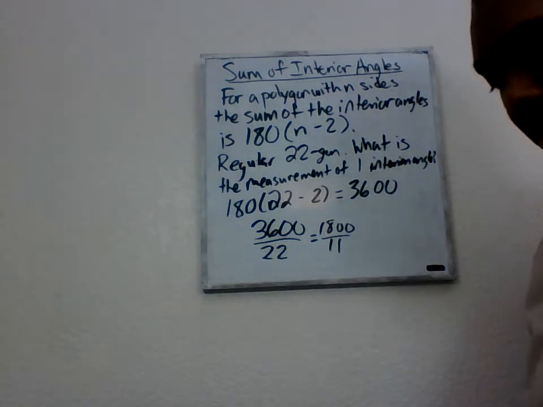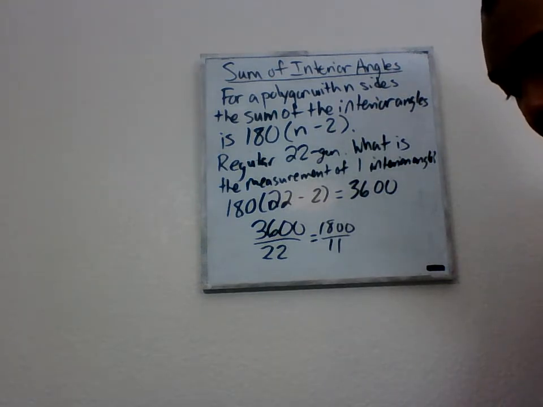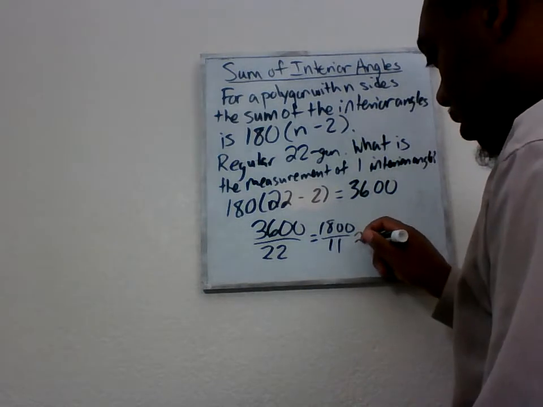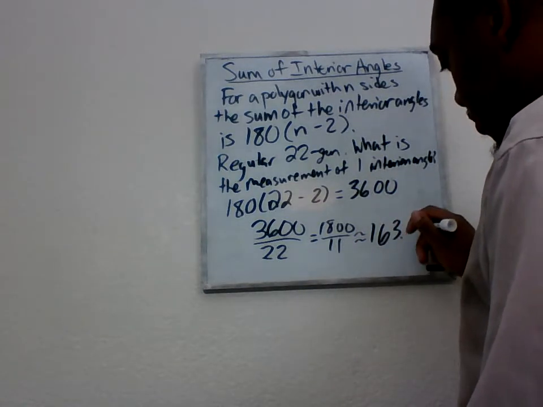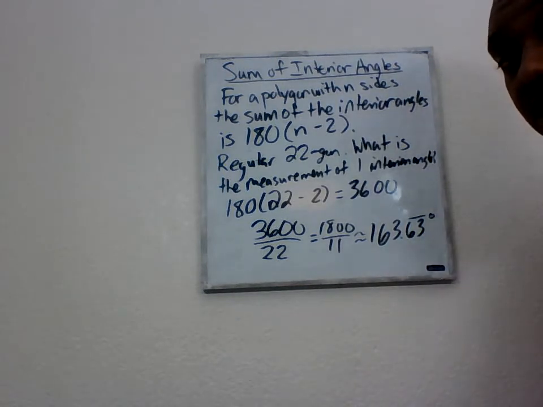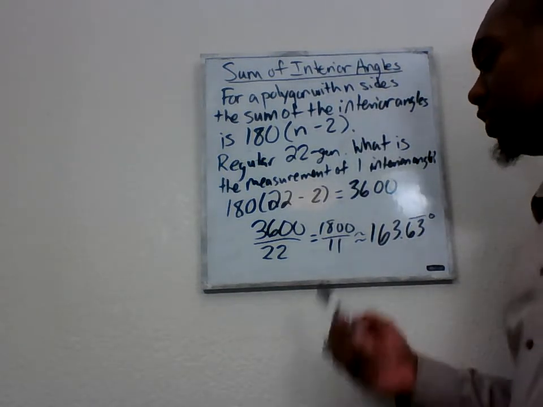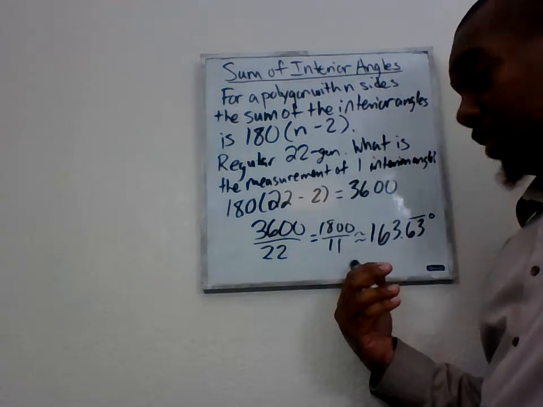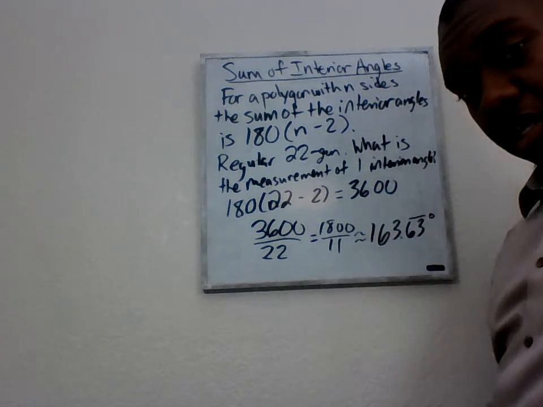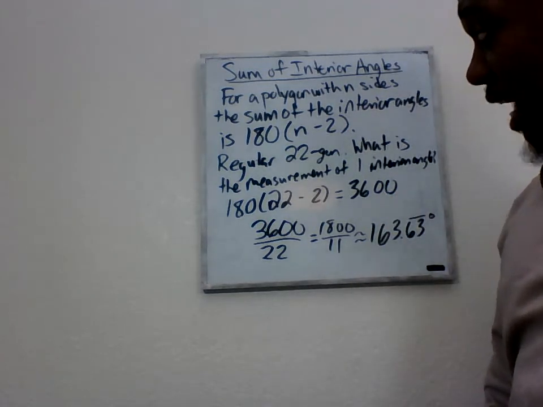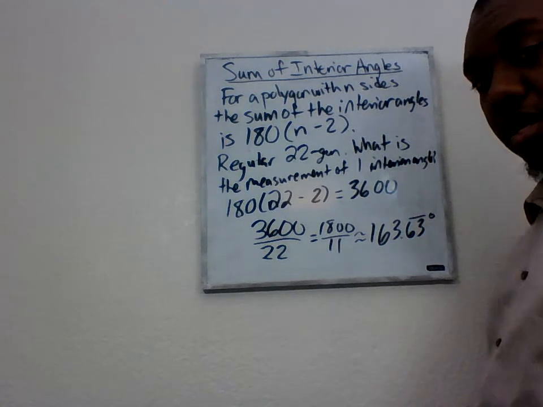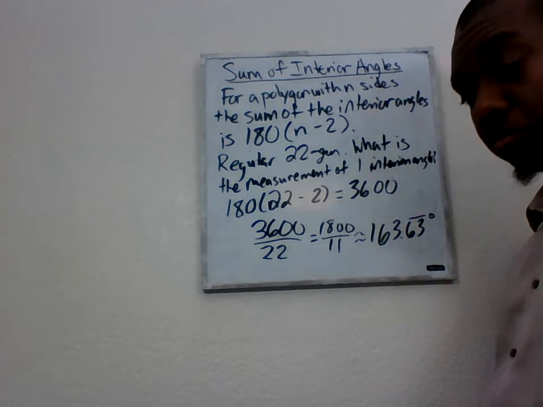And then we would see that the measure of each angle, we could divide these two numbers, would be approximately 163.63 repeating degrees. And that would be the measure of each interior angle. So just one interior angle would be 1,800 divided by 11 degrees, or approximately 163.63 repeating degrees. All right? So that would be the measure of one interior angle here. Well, that's kind of cool.